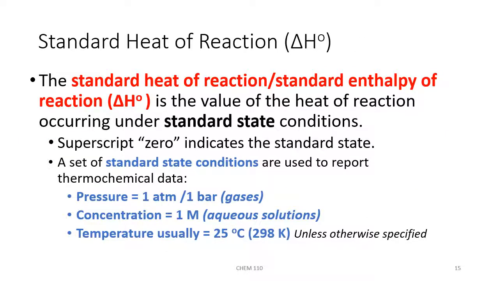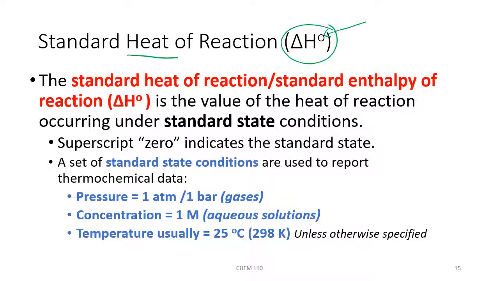Often the enthalpy that's calculated is referred to as the standard enthalpy of reaction or standard heat of reaction, written as delta H with a superscript naught symbol at the top. This superscript 0 that you see indicates something called standard state conditions, meaning that a reaction was carried out with a certain temperature, pressure, and concentration of solution in order to be able to reproduce it at any time.